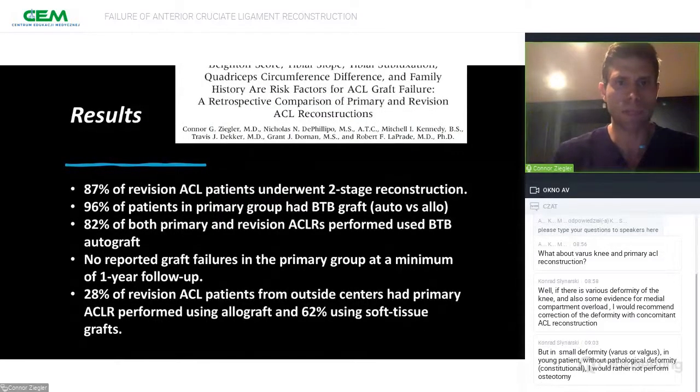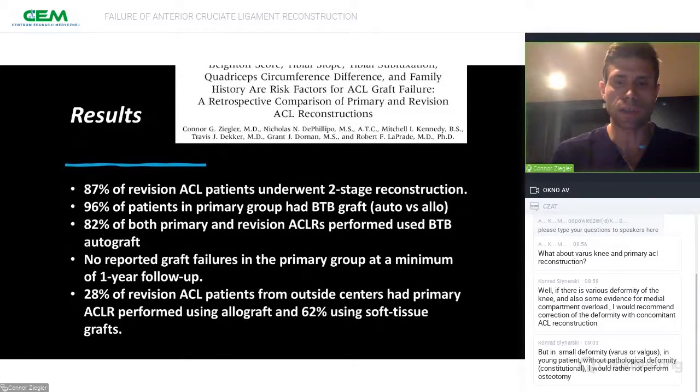Well, 87% of revision ACL patients in this practice underwent a two-stage reconstruction. And that would involve a first stage, typically bone grafting, particularly if there was evidence of osteolysis or tunnel overlap. 96% of patients in the primary group had a BTB graft, either autograft or allograft, with the vast majority being autograft. 82% of both primary and revision ACL reconstructions were performed using BTB autograft. There were no reported graft failures in the primary group at a minimum 1-year follow-up.